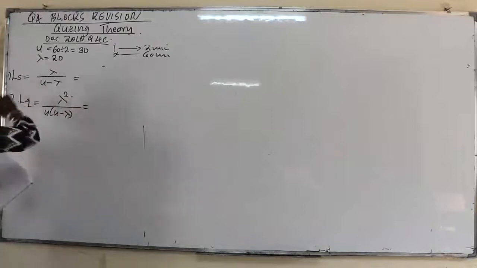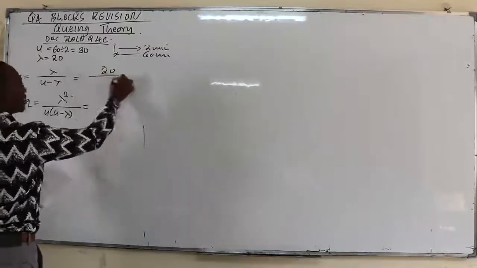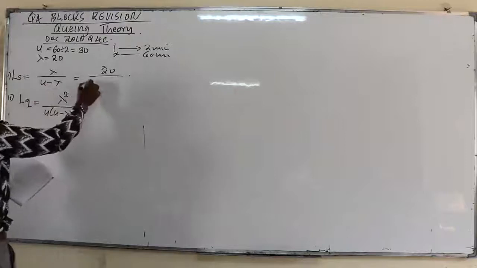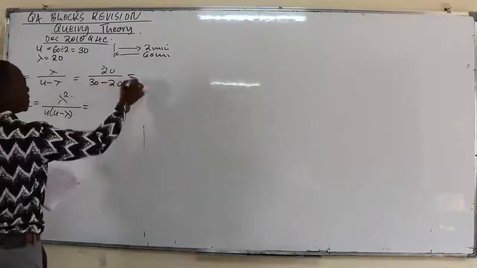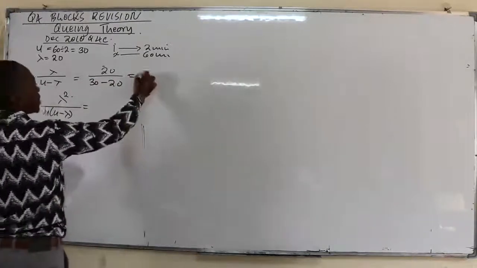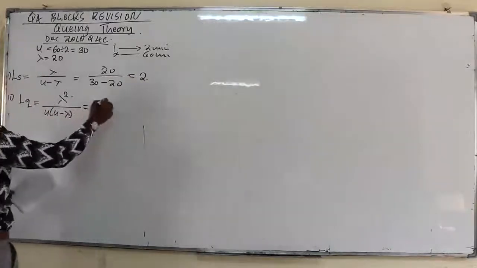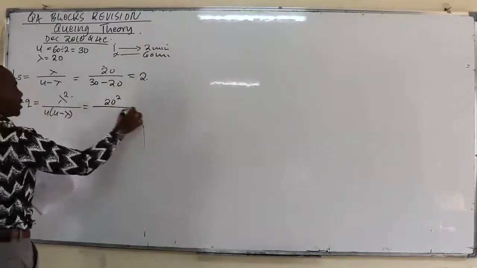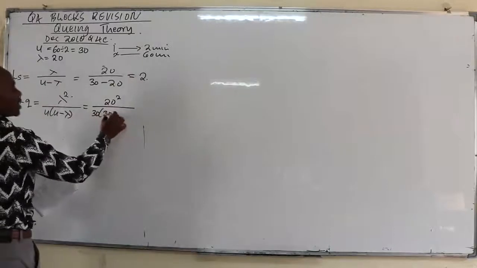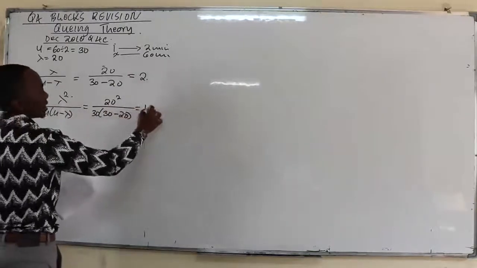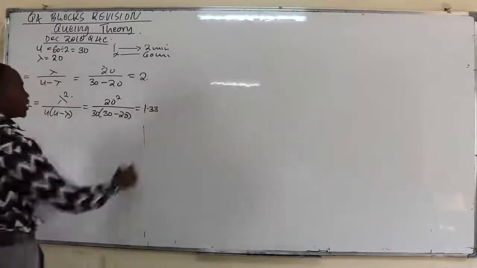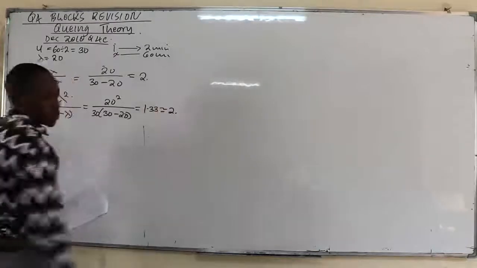So for the item in the system, it's 20 divided by the service rate minus the arrival rate, which is 30 minus 20. That's 20 over 10, and you'll get 2. Here we had 20 squared over 30 times 30 minus 20. You're getting 1.33. It's approximately 2 clients.